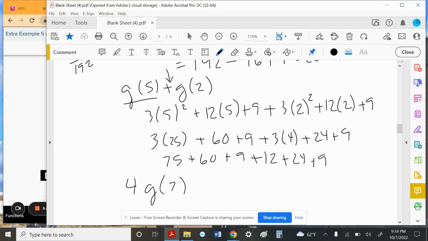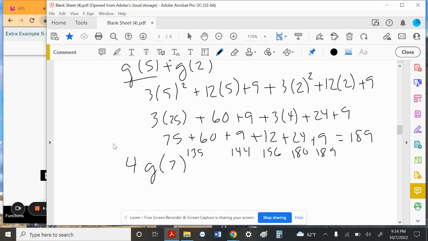Now we're going to add these up. So these two, I get 135. I get 144. I get 156. I get 180. I get 189. So my answer would be 189.